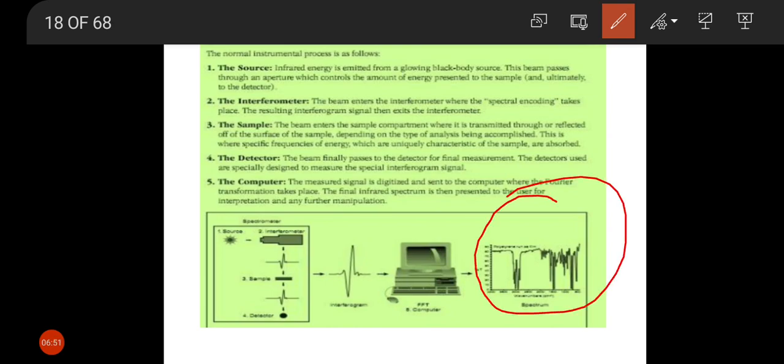Okay, so on the y-axis of the spectrum, that means this axis, we have transmittance, which represents the transmitted light, and on the x-axis, that means this axis, we have wavelength or wave number.